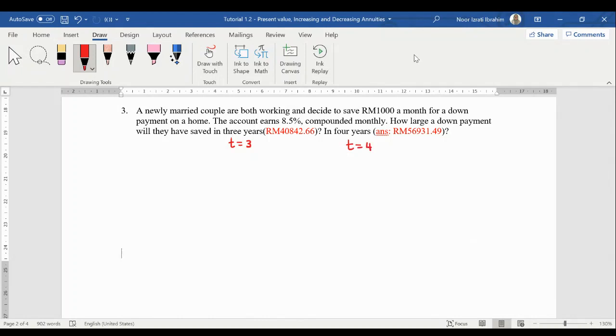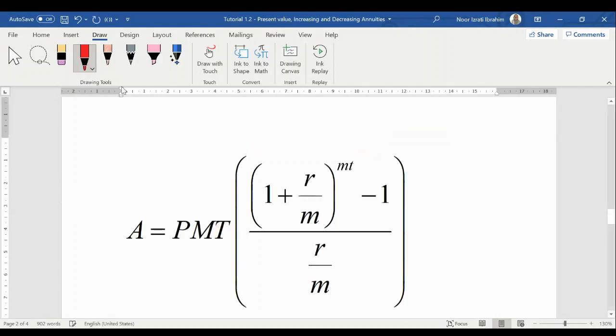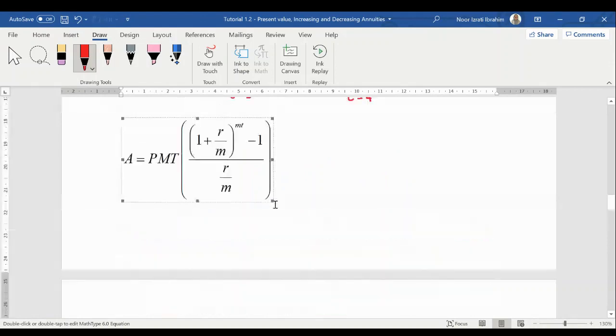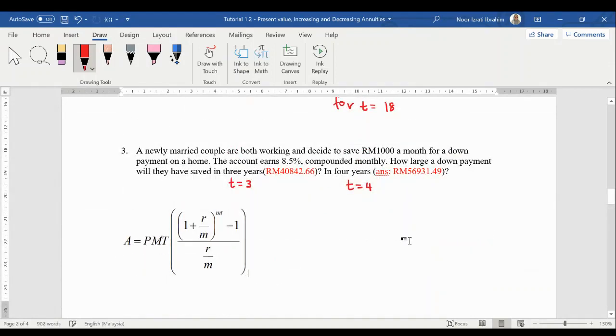The question asks how much they can save in 3 years or 4 years, meaning to find the balance of the account. To find the balance is to find the accrued amount. So the formula will be A equals PMT multiplied with the whole bracket there. Now 1,000 will be the PMT, 8.5% will be the R, compounded monthly gives us M equals 12.